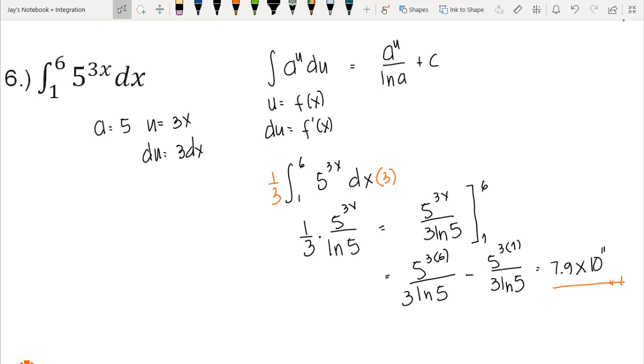That ends our discussion on definite integral. So I hope it makes clear to you.